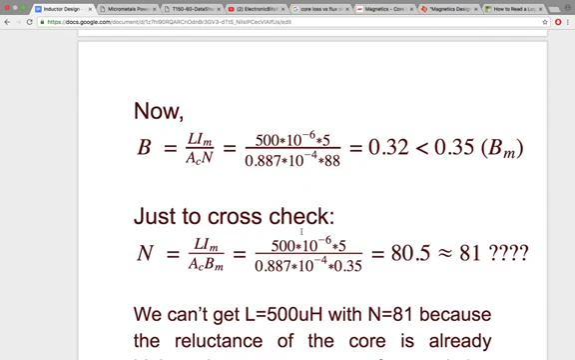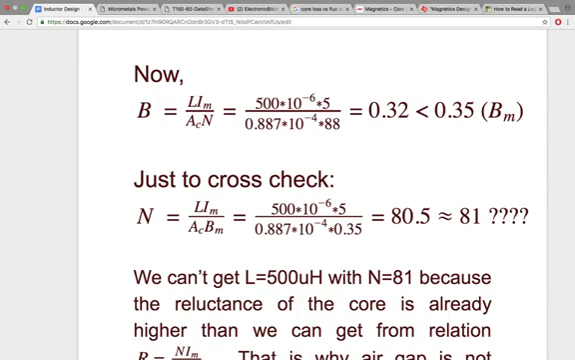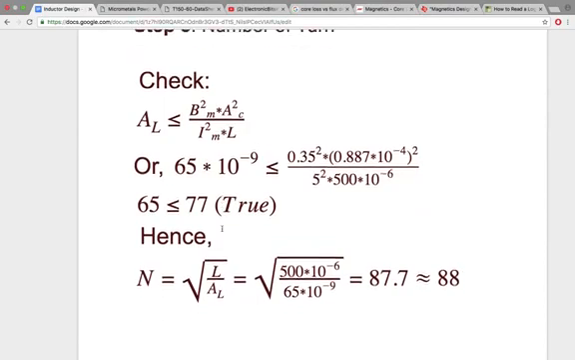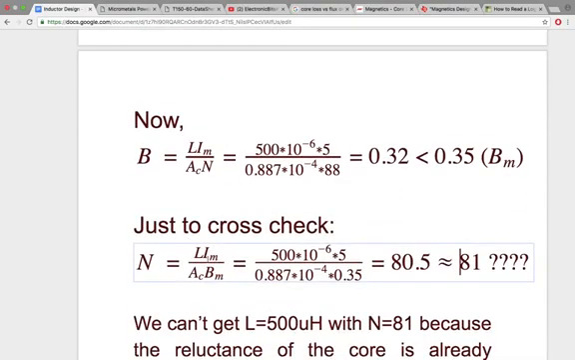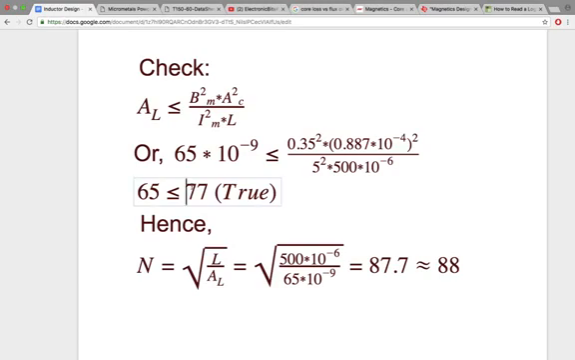Just to cross check, let us find the number of turns which we get from Ampere's law. Now you will see that the number of turns which we got from the AL value is actually more than the number of turns which we got from Ampere's law. So does it mean that we can use 81 turns and get the inductance value? No, we cannot, because whatever this formula is using, for that the AL value is 77. Okay, but our AL value is 65.